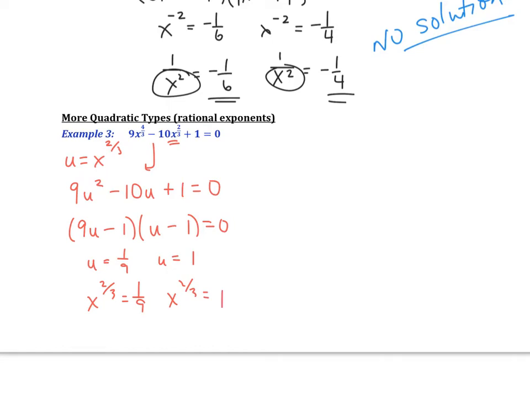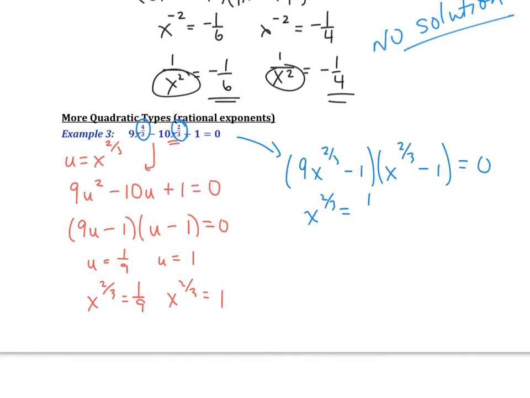Okay? Otherwise, you can just recognize that 2/3 is half of 4/3, and you can go directly to just factoring this to 9x to the 2/3 power minus 1 times x to the 2/3 power minus 1 equals 0. And then x to the 2/3 is equal to 1/9, and x to the 2/3 is equal to 1. All right, so in both cases, you end up in the same spot.